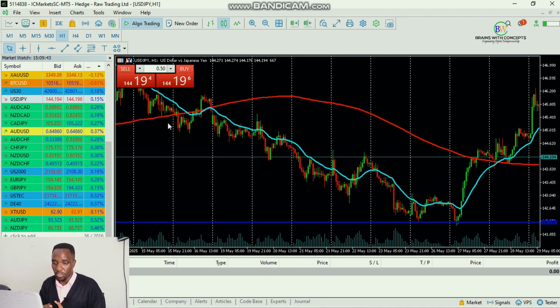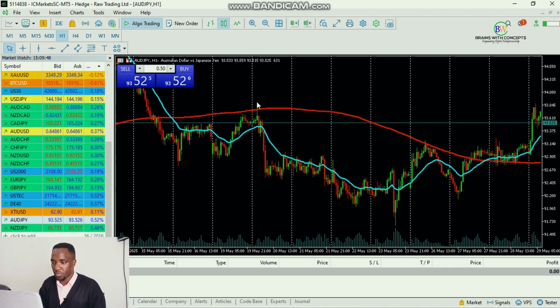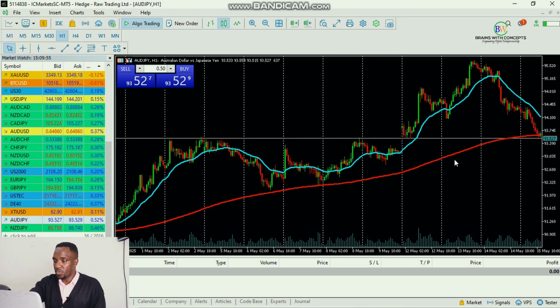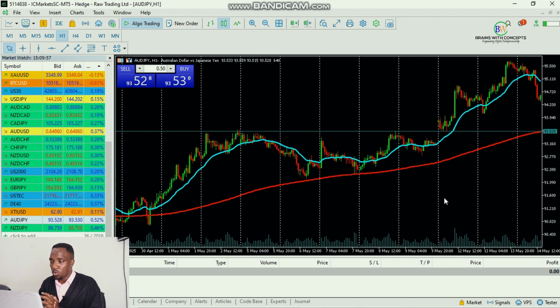Now, let's go back. How do I generate the buy signal? It is very simple. We want to see a situation whereby the market is coming back to the 21 exponential moving average. In this example, you can see that this one is the 200 moving average. As I just said, anytime the price is above the 200 moving average, you're supposed to look for buy trades only. Also, you want a situation whereby the market pulls back to the 21 moving average.